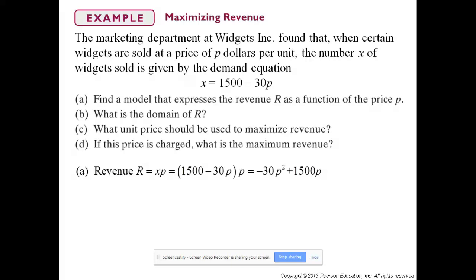The price. Okay? So when we think about domain, what's our price going to be stopped at? 0, right? Is it going to include 0? Why not? We're not making any money at all. That'd be giving it away, right? We don't want to give it away. So our domain starts at 0 and then goes up to what?